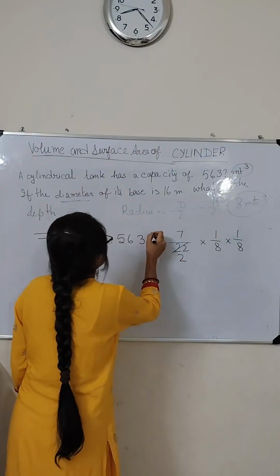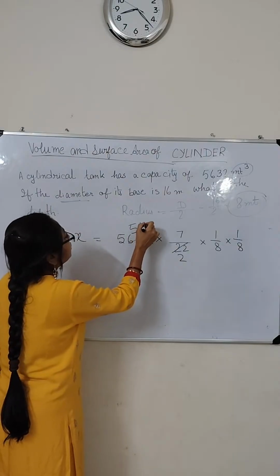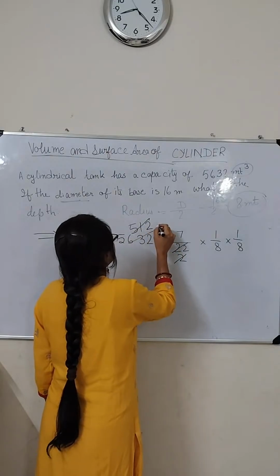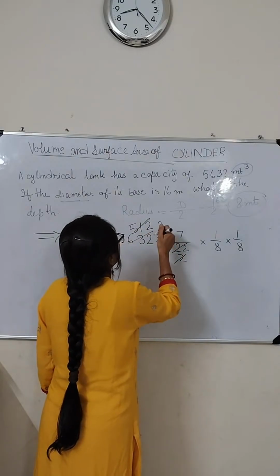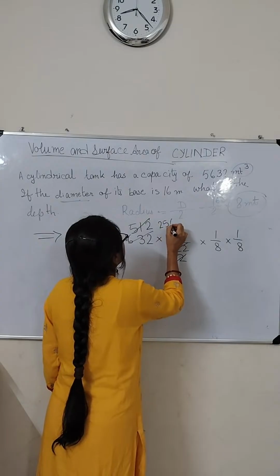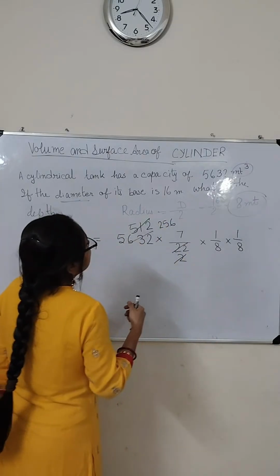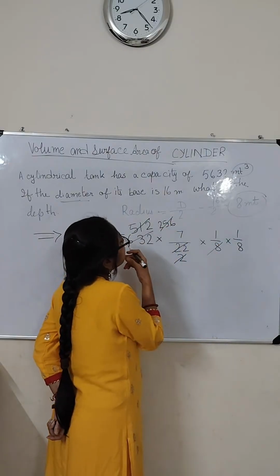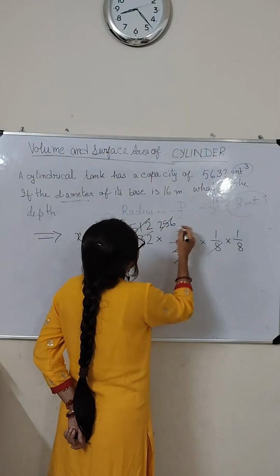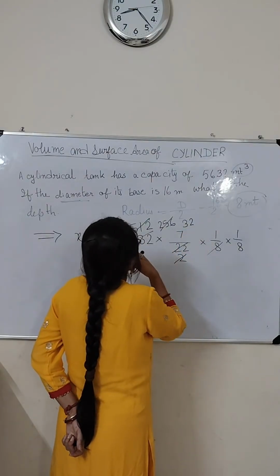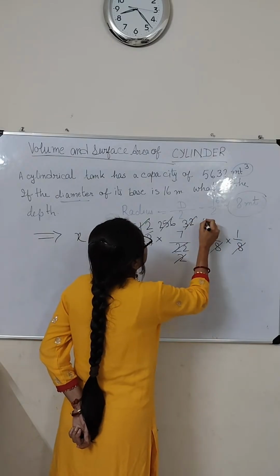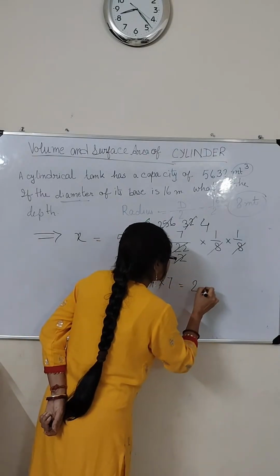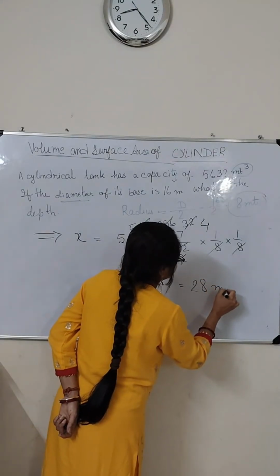Eleven, 2, 5, 1. 4 into 7 means 28 meter.